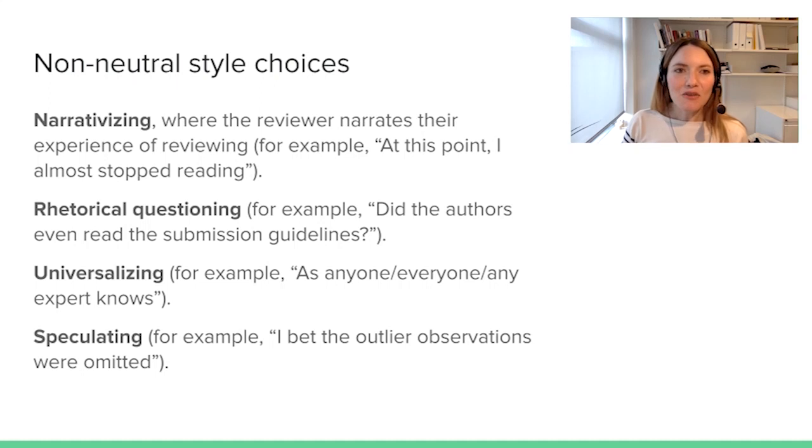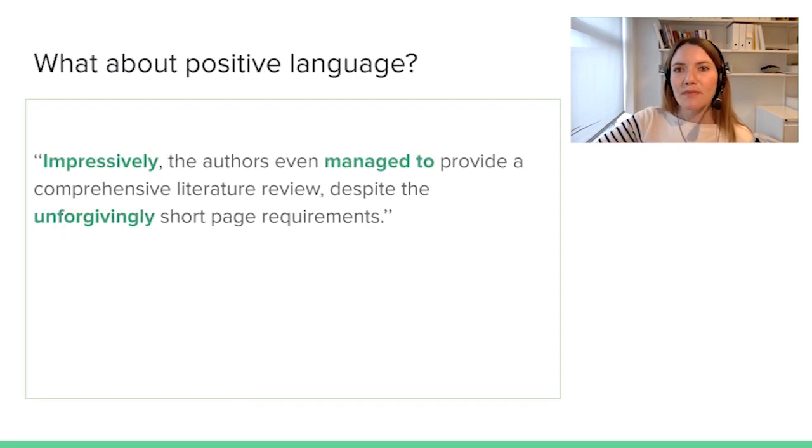Now, non-neutral language is not just limited to words. Stylistic choices can also be a source of non-neutrality in peer reviews. Some of the devices we point out in our article include narrativizing, like, at this point I almost stopped reading. Rhetorical questioning, like, did the authors even read the submission guidelines? Universalizing, like, as anyone knows, or as every expert knows. And speculating, like, I bet the outlier observations were omitted.